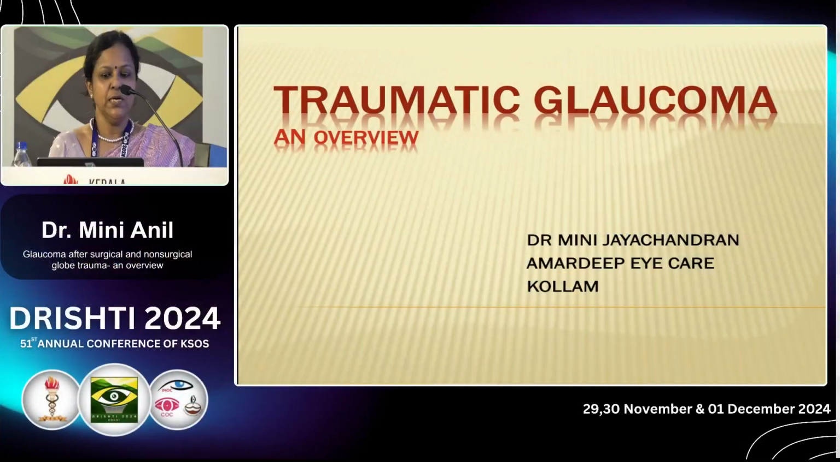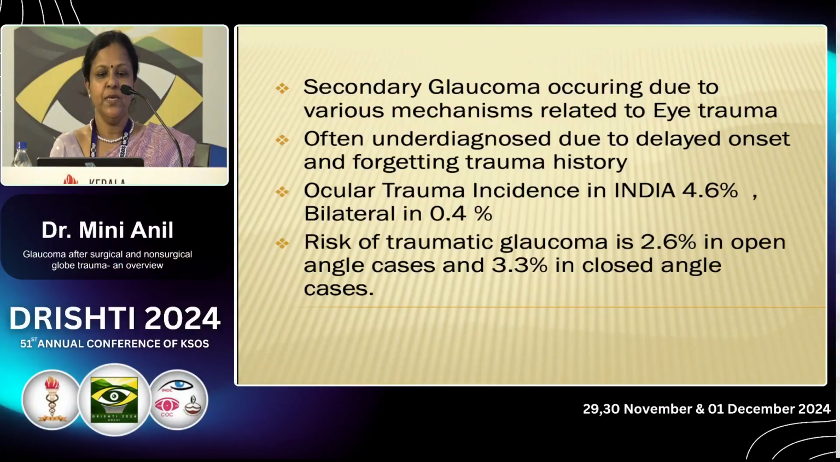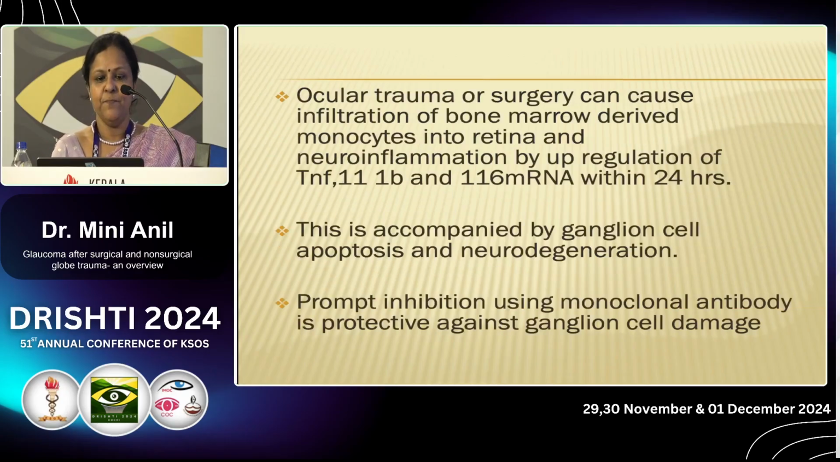Thank you, Dr. Kiran. The topic is traumatic glaucoma, an overview. Secondary glaucoma occurring due to various mechanisms related to eye trauma is known as traumatic glaucoma. It's often underdiagnosed due to the delayed onset and the patient forgetting trauma history. Ocular trauma incidence in India is 4.6% and it's bilateral in 0.4% of cases. The risk of traumatic glaucoma is 2.6% in open angle cases and 3.3% in closed angle cases.